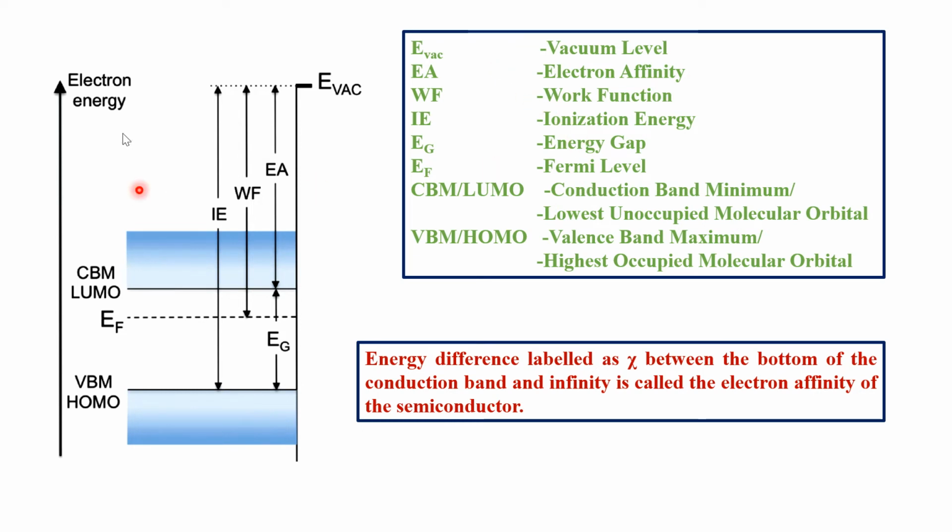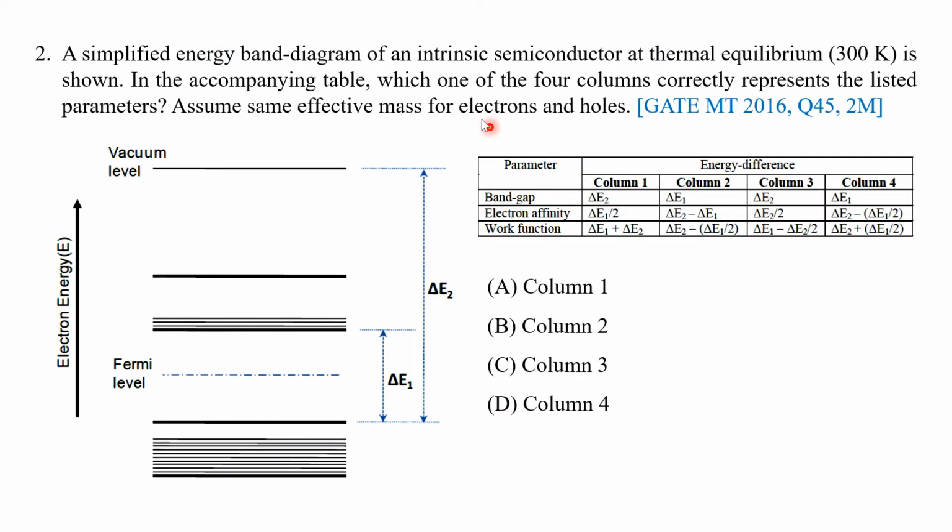And ionization energy is the energy that has to be given so as to remove an electron directly from the valence band to the surface level or to the vacuum level. So we have discussed all of this.